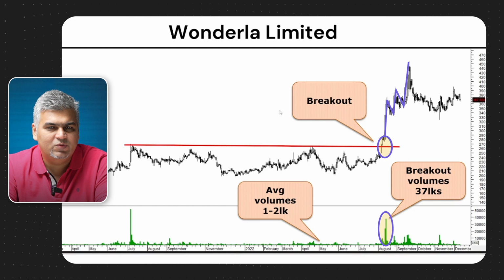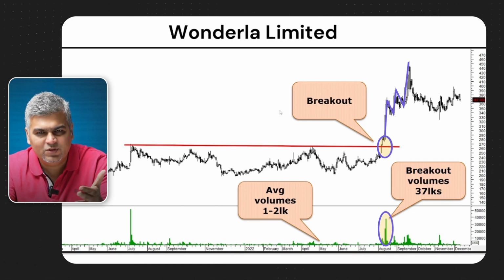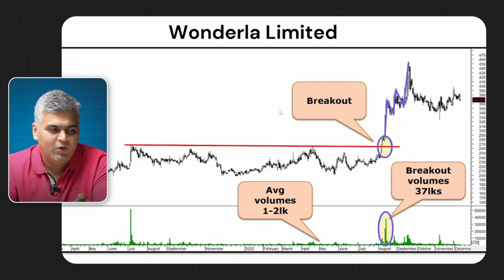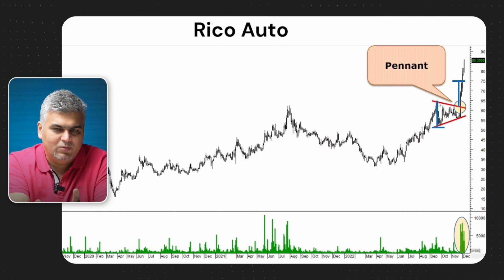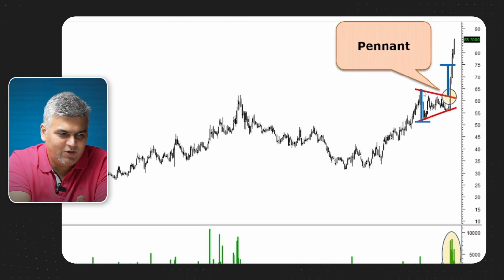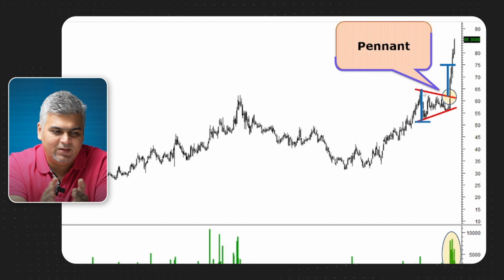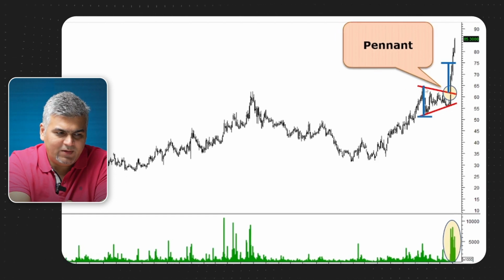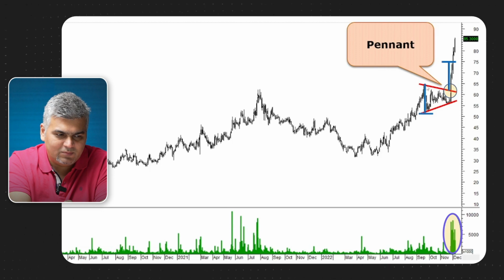Then we look at a much smaller example of a chart, much smaller in time frame. So this is a company called Rico Auto. Now in this we are looking at a little smaller, but if you look at the same chart, you would call it a cup and handle also. But if you look at the recent time frame, you could call it a triangle or a pennant. It is less than 3 months in formation. But look at this volume change on the breakout. It is almost a 5x volume change.